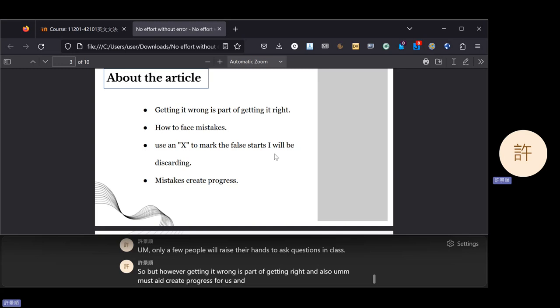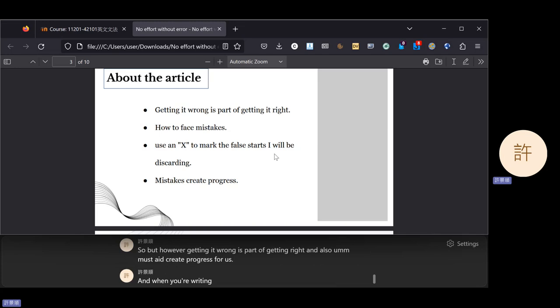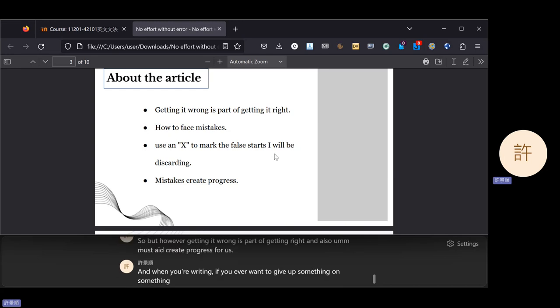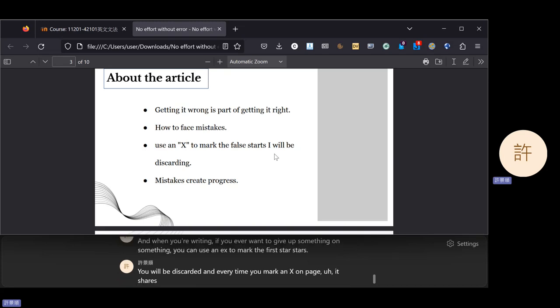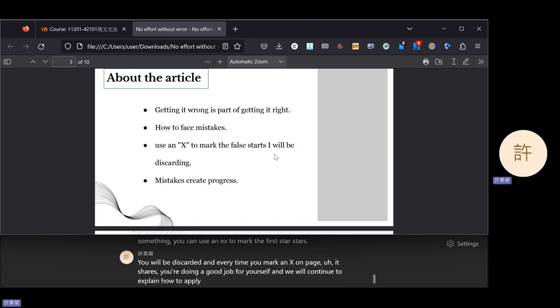And when you're writing, if you ever want to give up something, you can use an X to mark the first start, the ones you'll be discarding. Every time you mark an X on the page, it shows you're doing a good job for yourself. And we will continue to explain how to apply this in our work.